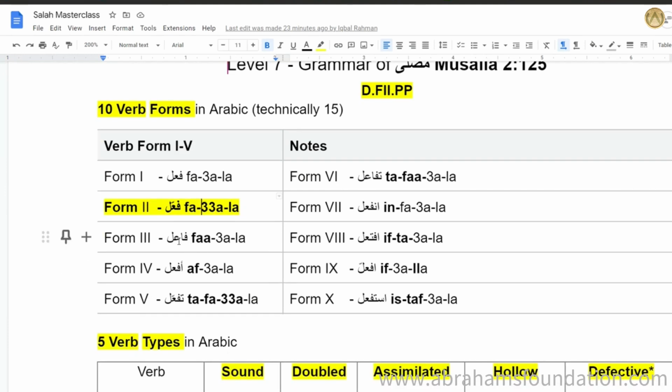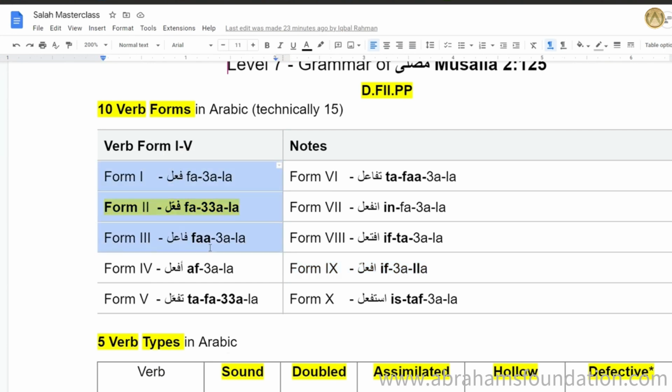If you want to know the rest, it's fa'ala, then af'al, then taf'ala, and so on. The one that's least used here is form 9, but it is used, even in the Quran. This one's normally used with color, okay? The ones that are most popular in the Quran are most likely all of these.